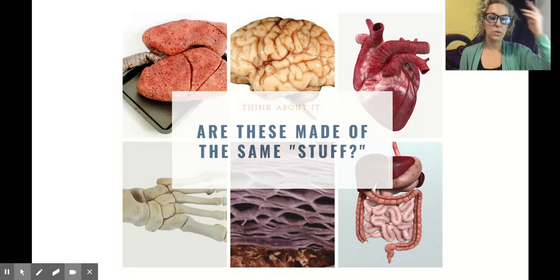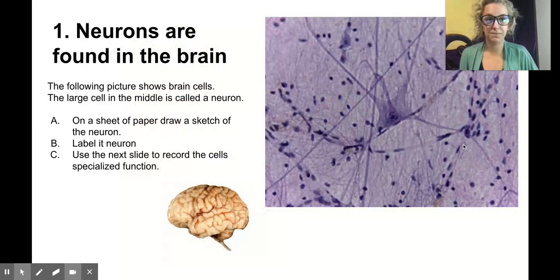Okay, so this is the question we're looking at as we investigate specialized cells. These organs look very, very different. So are they made of the same stuff? Even though they have different looks, different functions, different sizes, different shapes, are they made of the same stuff? And so that's what we're looking at with specialized cells.